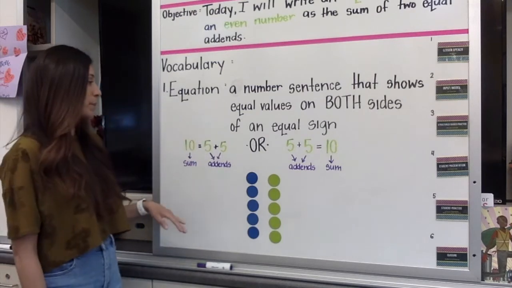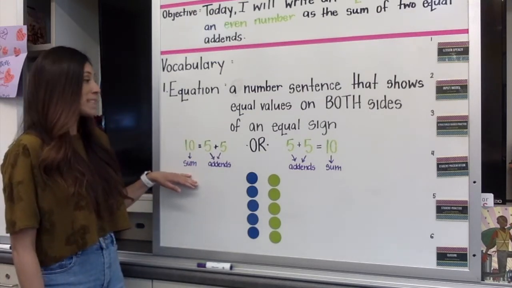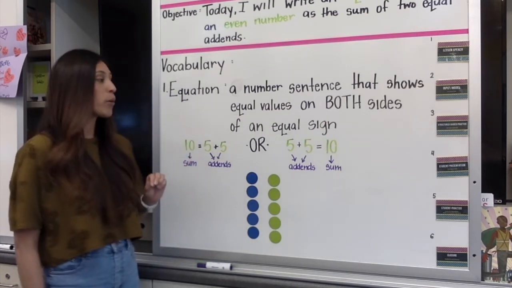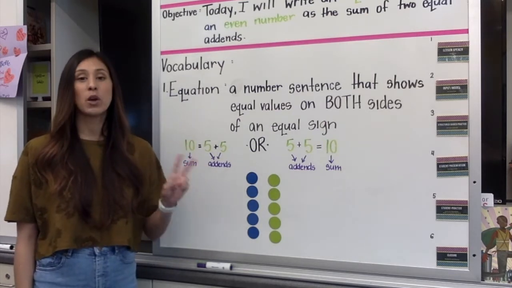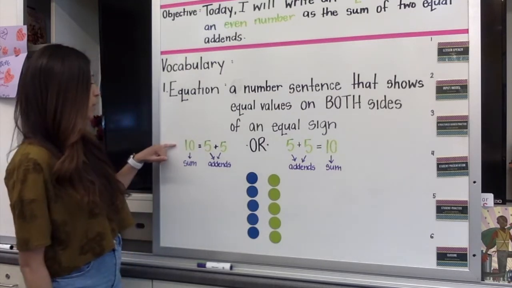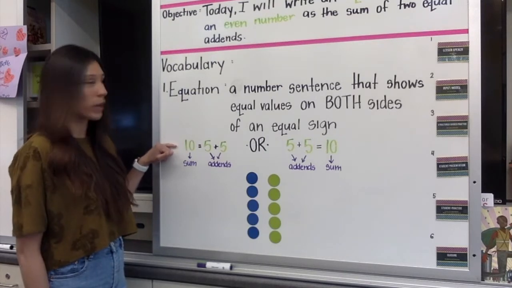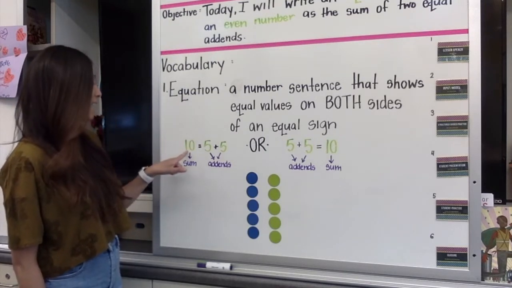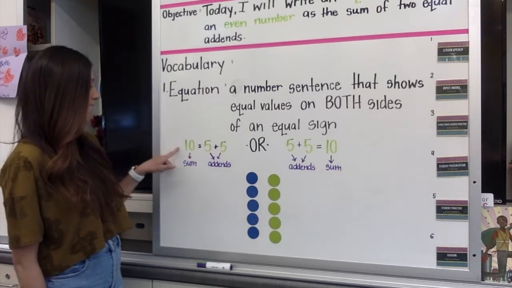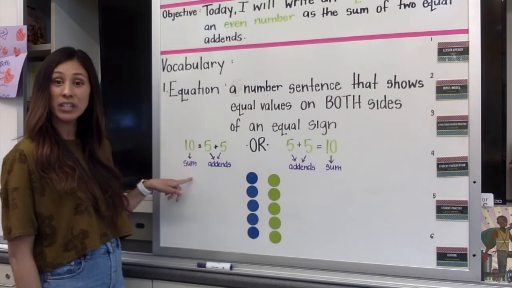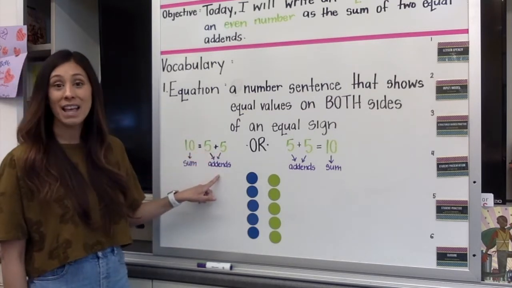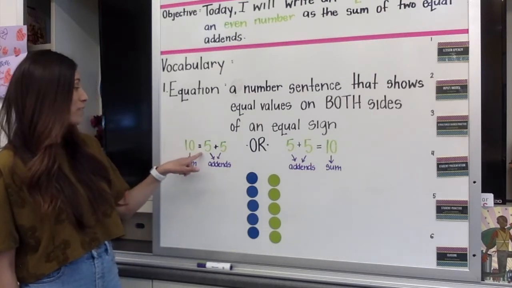So I have two examples here, because there are two different ways that you can write an equation. And you're probably more familiar with one type, so you have to start to familiarize yourself with the other type. The one that you're probably less familiar with looks like this. It says 10 equals 5 plus 5. So the sum, 10, is the total, and it actually comes first in this number sentence. And then 5 and 5 are both addends, and they come second, after the equal sign.